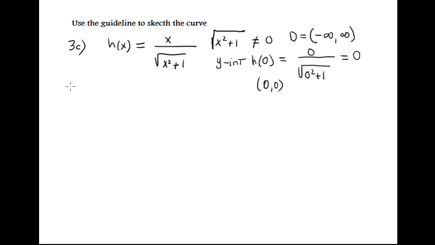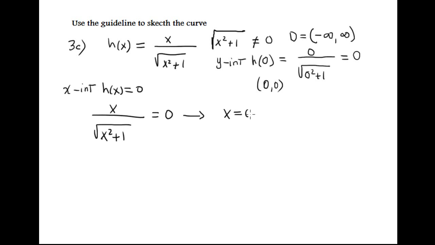Let me try the x-intercept. The formula for finding the x-intercept is h of x equals 0. h of x is x over the square root of x squared plus 1 equals 0. The only possibility to be 0 is the numerator, x equals 0, and the denominator is never 0. Okay, confirmation: (0, 0) is both the y-intercept and x-intercept.